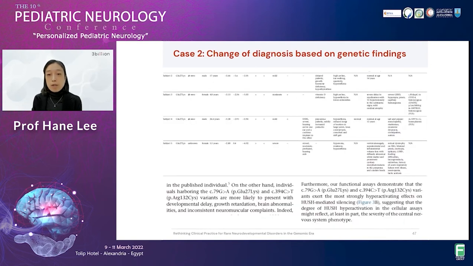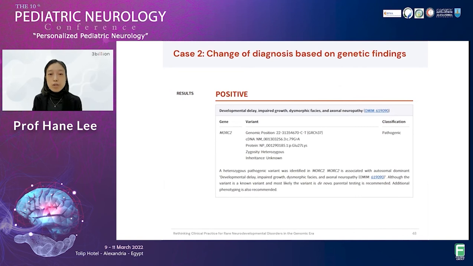The authors of this paper suggested that the variable phenotype associated with this gene may depend on the severity of the variants. Variants that exert stronger hyperactivating effects on the HUSH-mediated silencing may result in a more severe CNS phenotype. And the variant that our patient has was studied to have a very strong effect. So in conclusion, we thought the phenotype fit very well, so we reported this variant as a pathogenic variant and recommended additional phenotyping and parental testing.